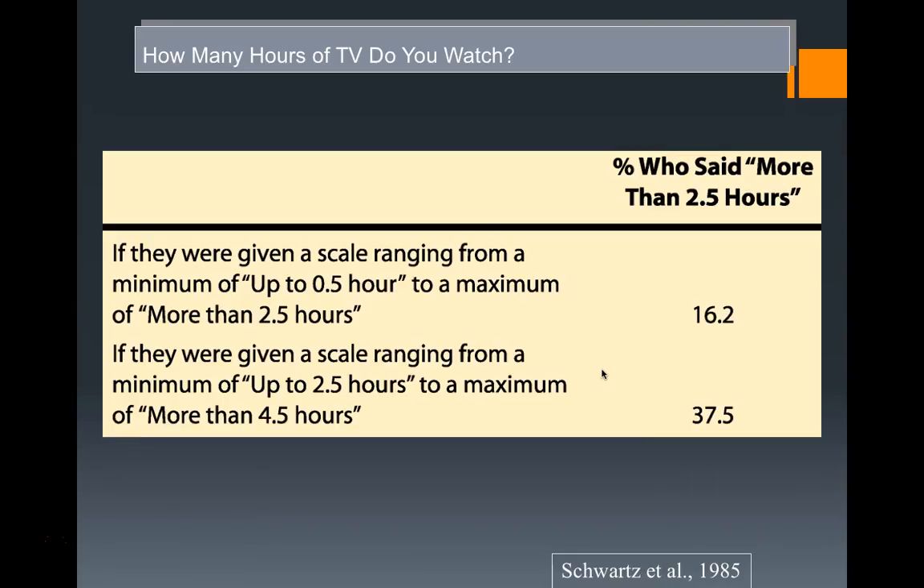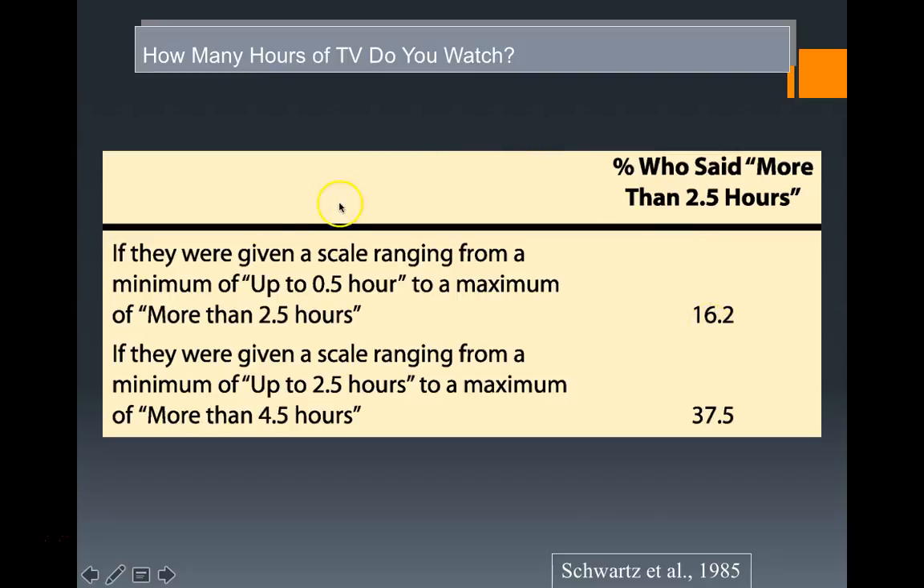Here's another example of how the scale can affect responses. People are asked how many hours of TV they watch. Some people were given a scale where the low point is up to half an hour and the high point is more than 2.5 hours. Under those circumstances, what percent said more than 2.5 hours? Well, 16.2%.